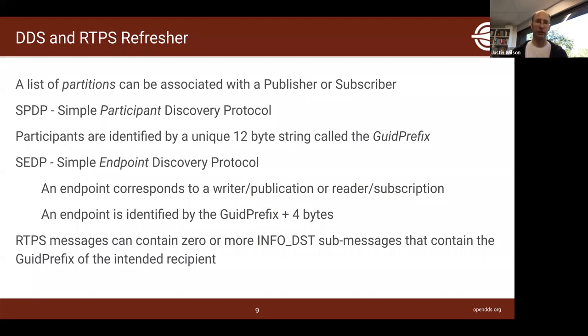SEDP stands for Simple Endpoint Discovery Protocol. An endpoint corresponds to a writer or publication or a reader slash subscription. An endpoint is identified by the GUID prefix plus 4 bytes. We aren't necessarily interested in the endpoint identifier typically in this talk. RTPS messages can contain 0 or more InfoDST submessages that contain the GUID prefix of the intended recipient. So this is important in the cases where one participant wants to send a message directly to another participant, the protocol encodes that information that the RTPS relay could potentially use to route messages between the different participants.